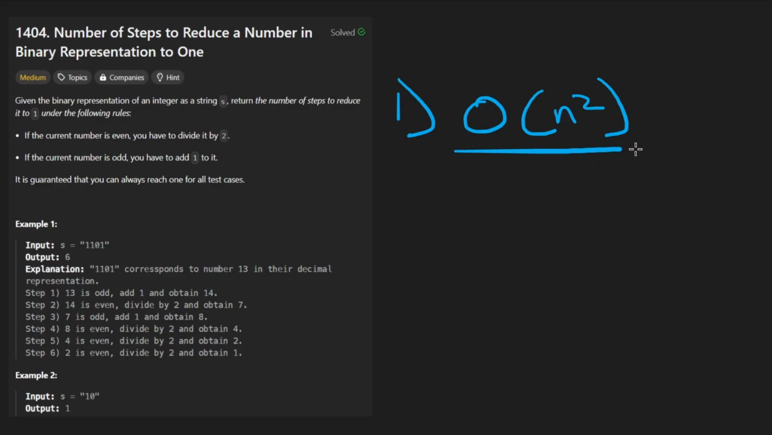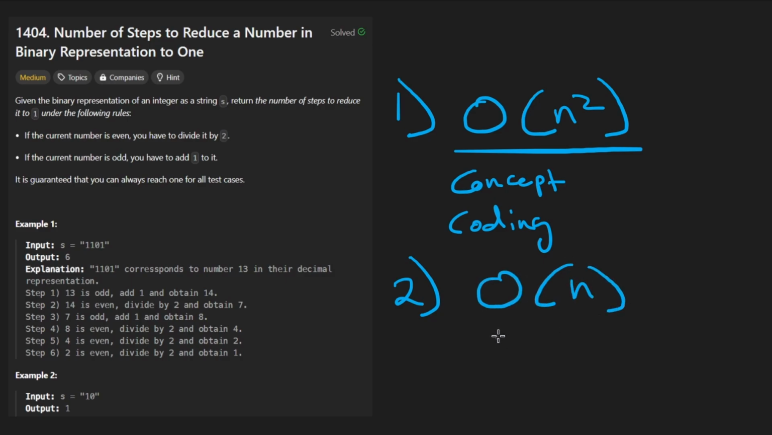I will say that this solution conceptually is going to be much easier to understand, but coding it is actually where the complexity is going to come from. The second solution is going to be more efficient. Conceptually, it's going to be a bit more tricky to actually come up with, but in terms of implementing it, it's actually going to be a lot easier. So just keep that in mind.